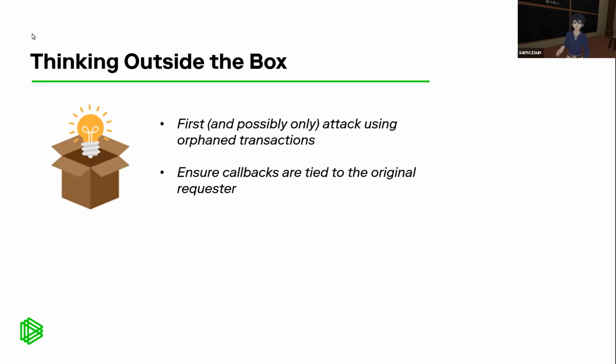So this incident was really interesting because this is possibly the first and only attack that used orphan transactions as the vulnerability. And it taught us that we should always ensure that any callbacks we make from off-chain should be tied to the original requester and not necessarily some sequential value like an ID. Or in general, if you're making transactions from an off-chain service, you should make sure that that transaction is safe to be sent no matter which order it arrives at, no matter who's sending it at what time.